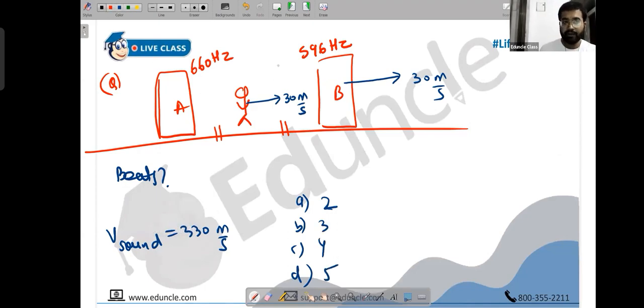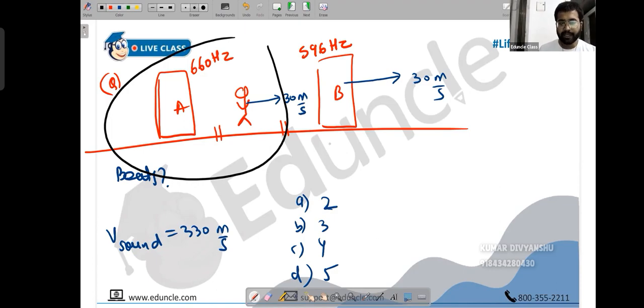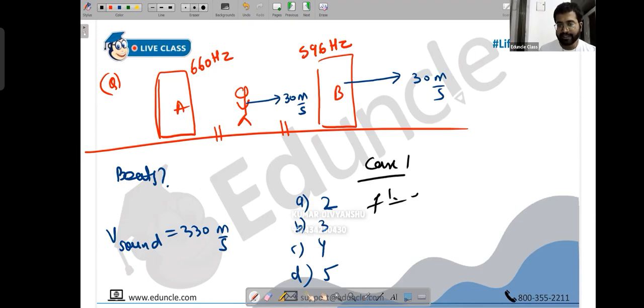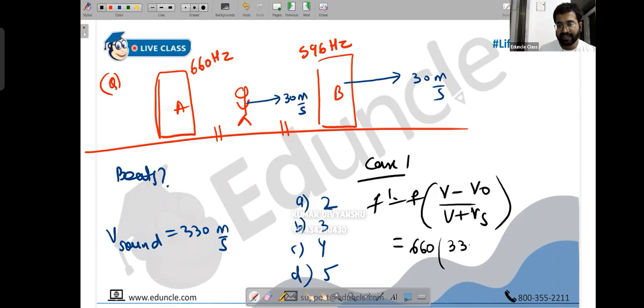First of all, we will take one case individually. Let's take this case, the away case, where the observer is moving away from the source. This is the source and this is the observer. So in case 1, F dash for away, what happens? Plus on top, minus on the bottom. So F originally is 660, V is 330, the observer is moving with 30, and the source is at rest. So what do we have? 660 upon 330 is 2, and 2 into 300 is 600 hertz.